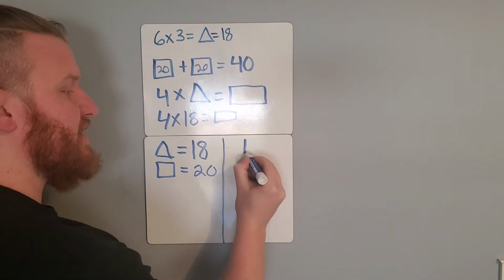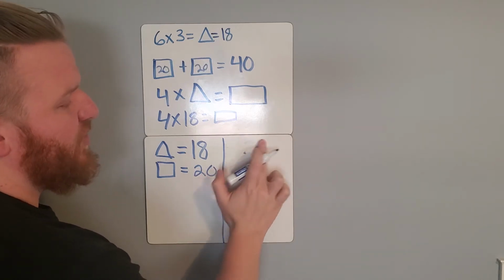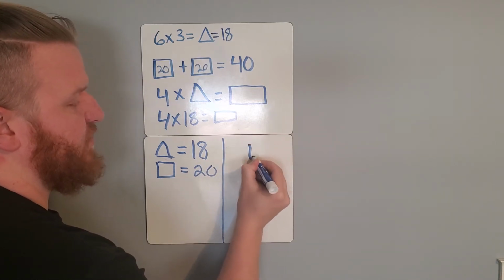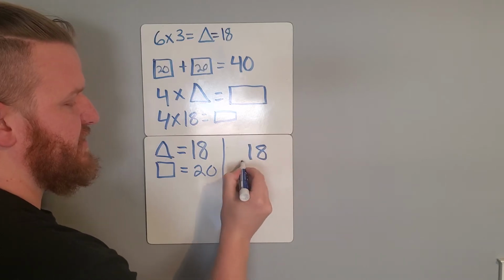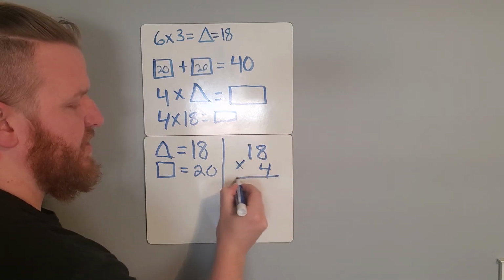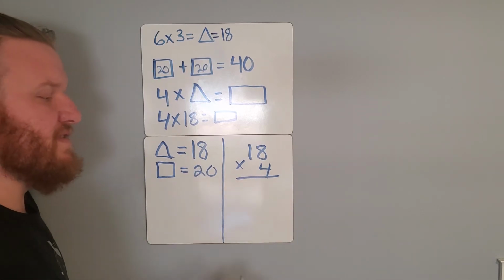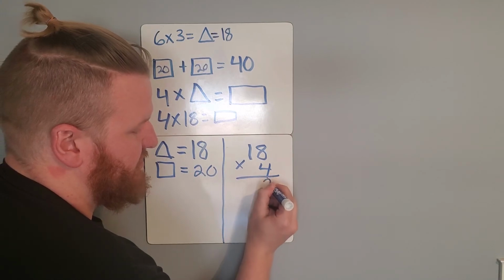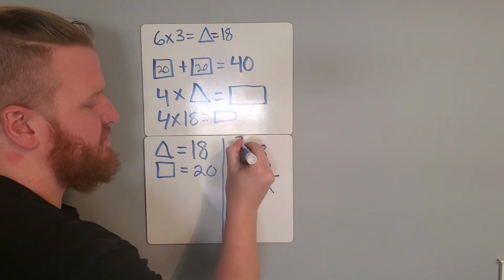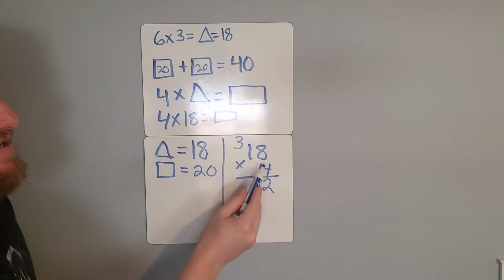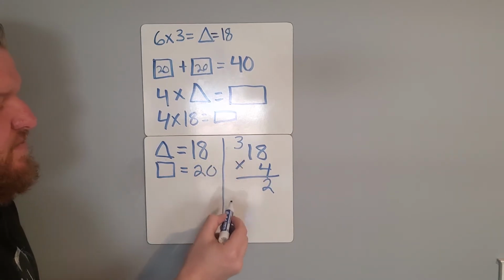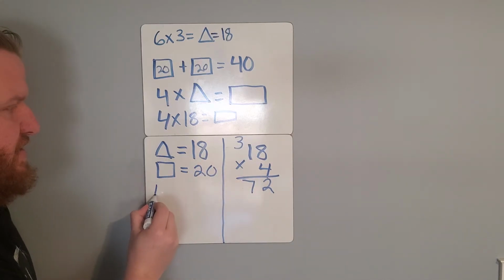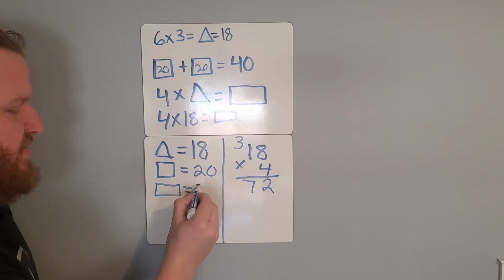All right, so I've got 18. Remember, whenever you're doing multiplication problems with double digits, give yourself a little bit of room in case you have to write a number above it. 18 times 4. I always start with my bottom ones. So 4 times 8 is 32. Put my 2 here, put my 3 up here. 4 times 1 is 4, plus 3 more is 7. So my rectangle is equal to 72.